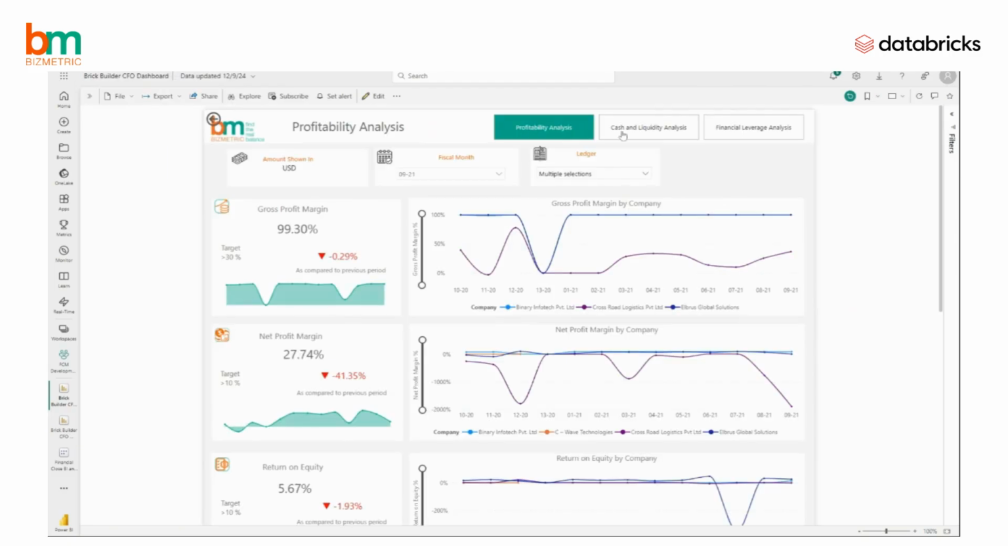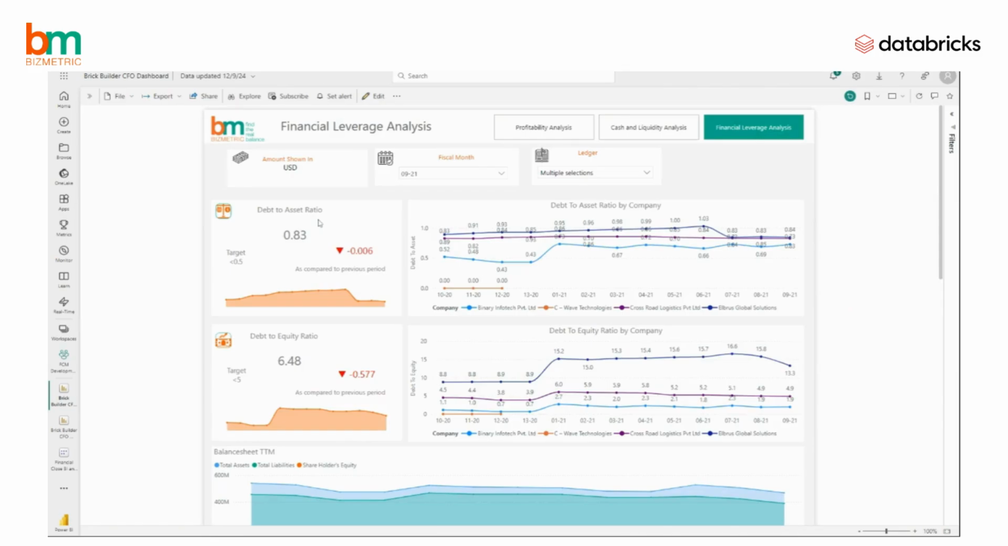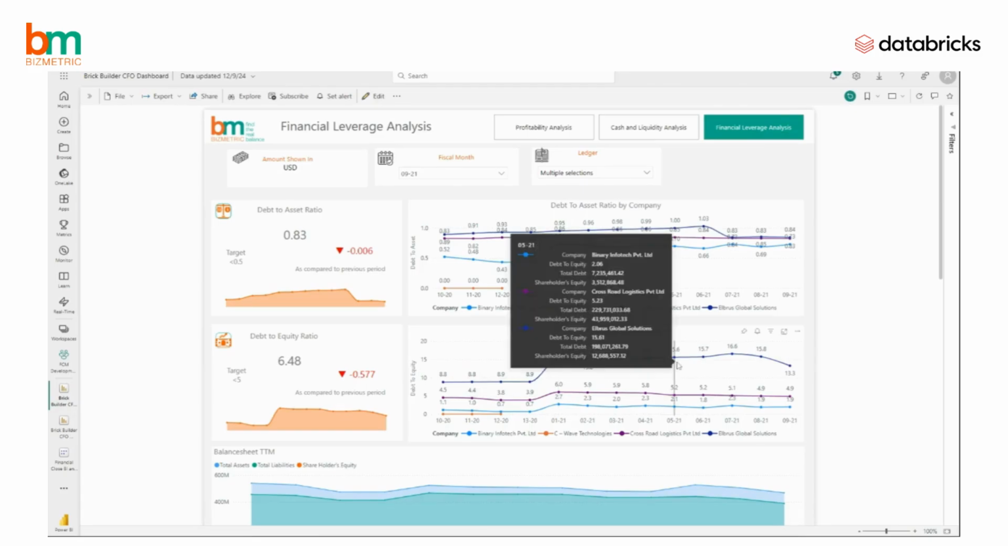Additionally, cash and liquidity analysis covers metrics such as receivables turnover, current ratio, and account receivables, while financial leverage analysis includes debt-to-share ratio, debt-to-equity ratio, balance sheet TTM, and closing balances for assets, liabilities, and equity.